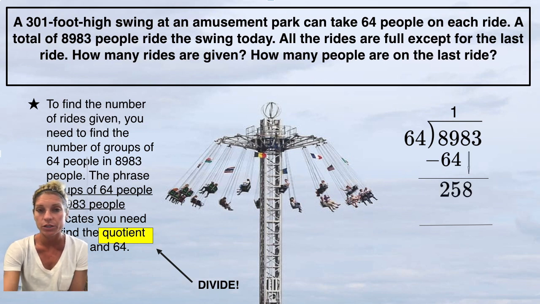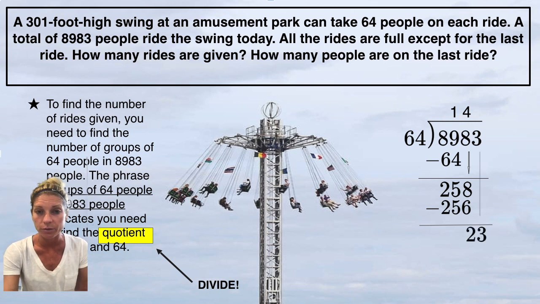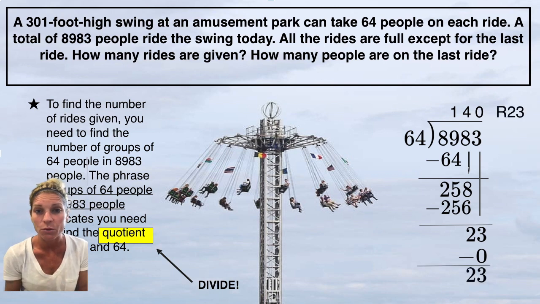And 64 goes into 258 4 times. 4 times 64 is 256. When we subtract that, we get 2, and 64 can't go into 2, so we bring down our 3 to get 23. Now, 64 cannot go into 23, so we have to put a 0 up there at the top. Then we can multiply 64 times 0, get 0, we bring it down, and we get a remainder of 23, which means that there were 140 full rides and a remainder of 23.